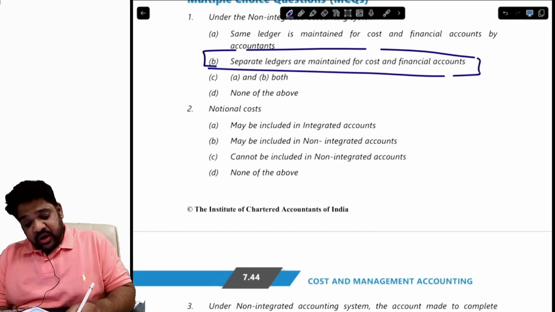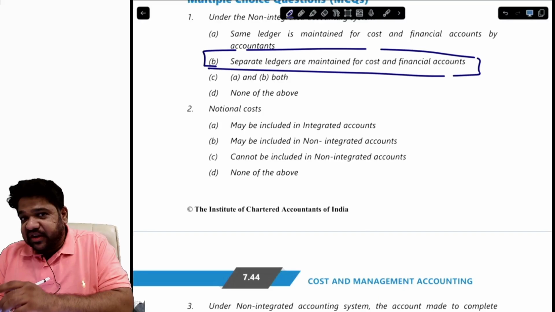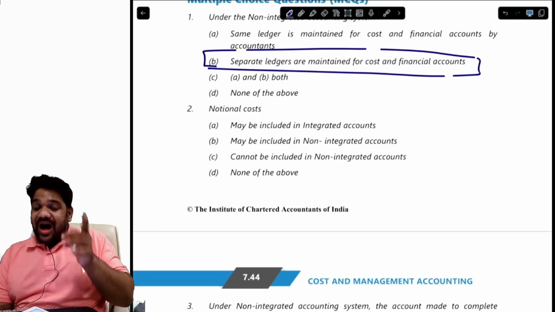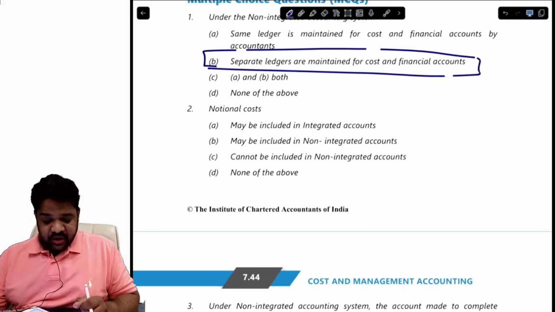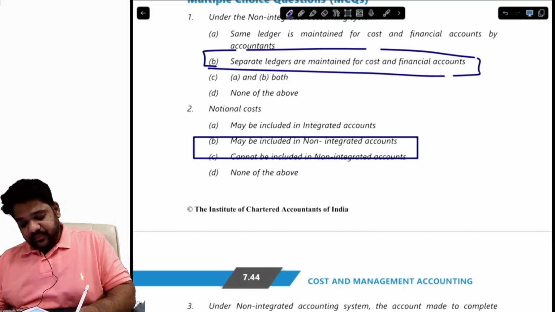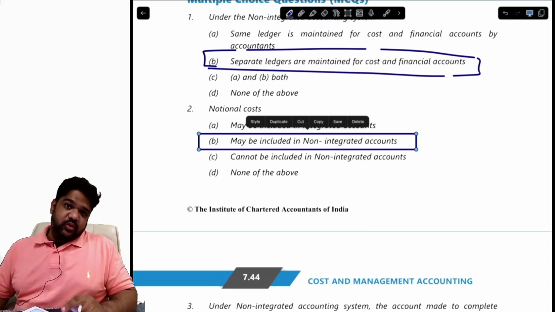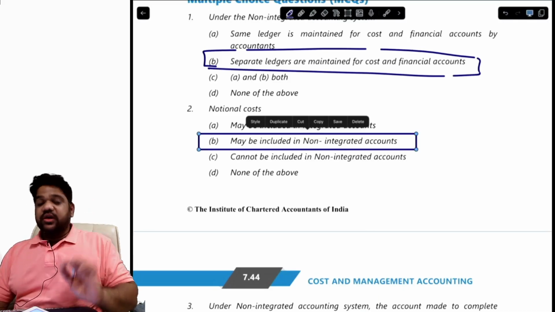So that's how it is. It may be included in non-integrated accounts. Yes, because under non-integrated accounts, your cost books are different, financial books are different, and in the cost books, you are allowed to record notional costs. Notional costs cannot be included? No, that is not the case. None of the above? No, the right one is the second one, because it may be included in your non-integrated accounts, because it includes the cost books and under cost books you have both.